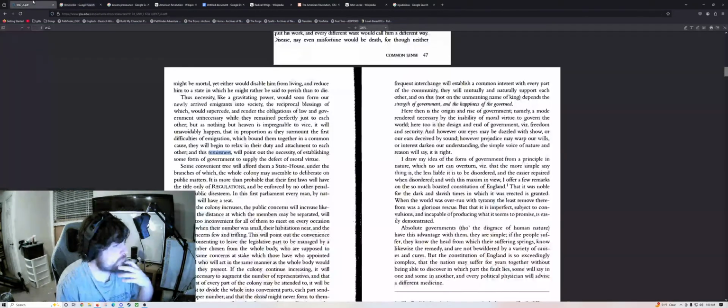Remiss. It's just remissness will point out the necessity of establishing some form of government to supply the defect of moral virtue.